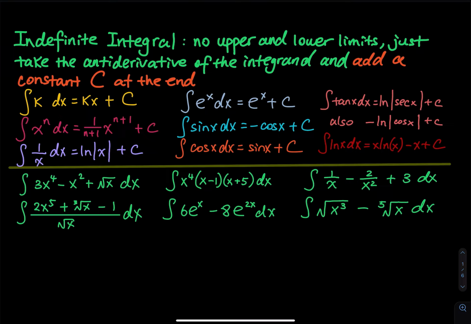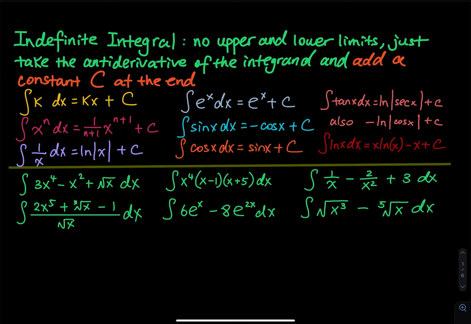The integral of e to the x is always e to the x. The integral of sine is equal to negative cosine. The integral of cosine is equal to sine. And then the integral of ln x dx, this one doesn't show up a lot, is equal to x times ln x minus x plus c.